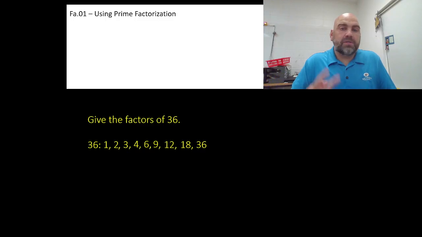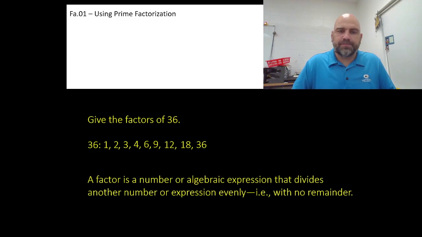Some numbers are going to have only 2 factors. We call those prime numbers. We'll get into those in a little bit. Some numbers are going to have a lot of factors. 36 is maybe somewhere in between. But again, we can just go through piece by piece and try to figure out what are the factors.